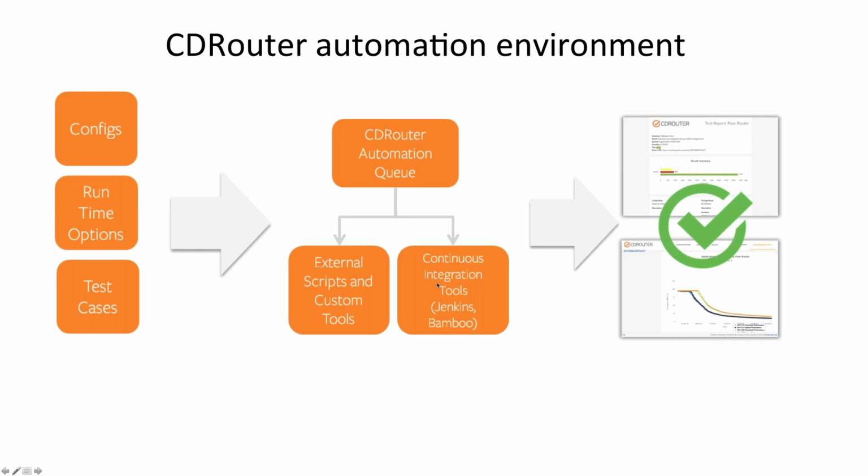But being able to do that lets you do regression testing very easily. So if you end up making changes to your firmware, and you want to make sure that it doesn't affect anything else, you can easily do that in our automation environment.